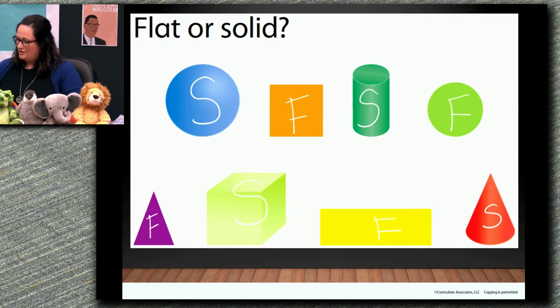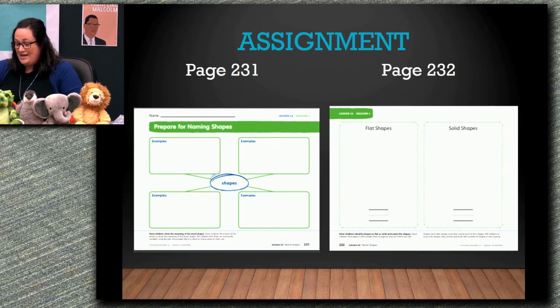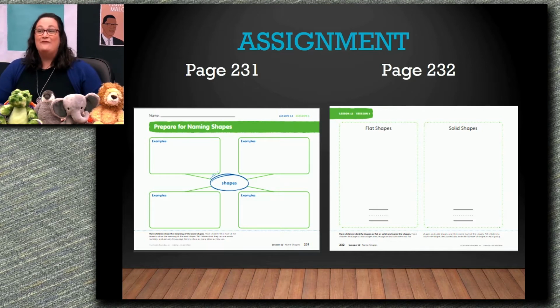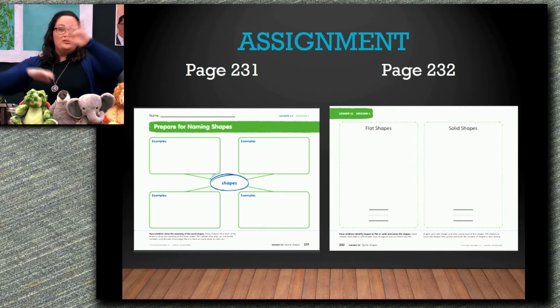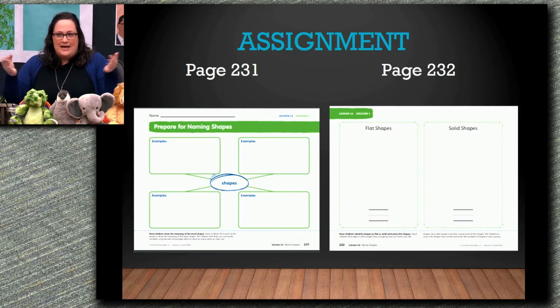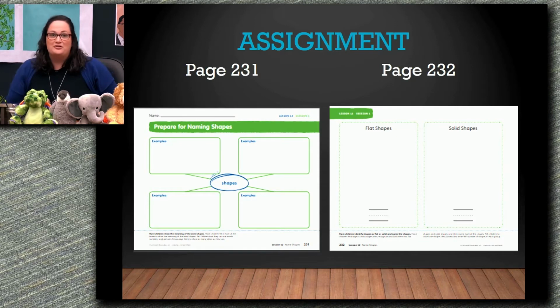Solid. Great job, kindergartners. Today, you're going to do pages 231 and 232. On page 231, you're going to just give me examples of some shapes. And then for page 232, you get to go around your house and find different things that are shapes, collect them, and then sort them into solid and flat, and draw some pictures of them here on your workbook page.